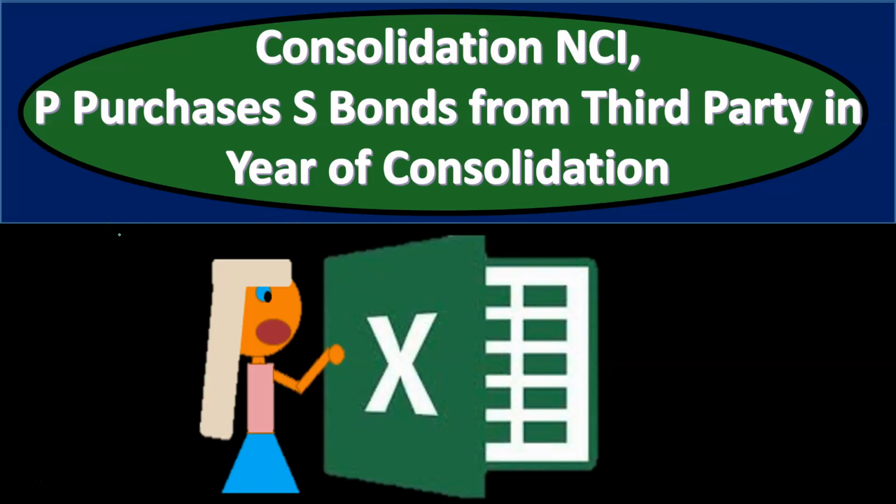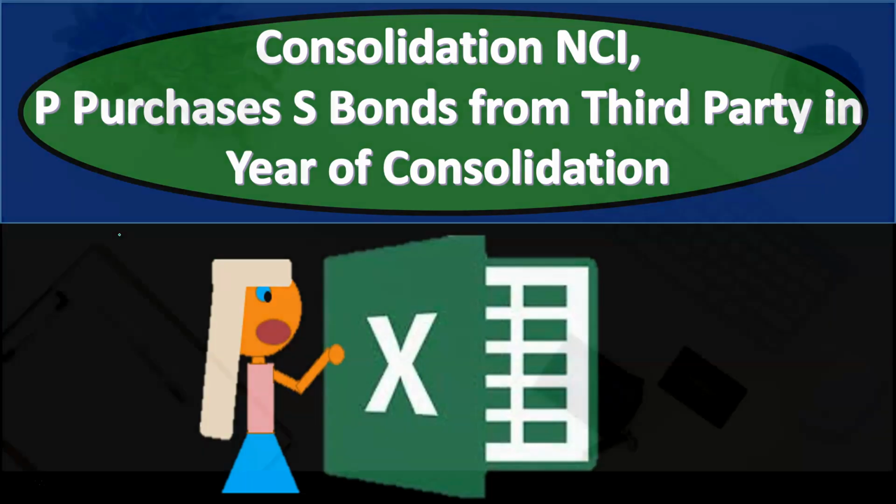We also have a situation, one of the major situations we want to focus in on here, where the parent is purchasing the subsidiary bonds from a third party. In other words, the subsidiary issued the bonds not to the parent, but then the parent purchased the bonds from a third party. Also, that purchase is taking place in the current year that we will be consolidating.